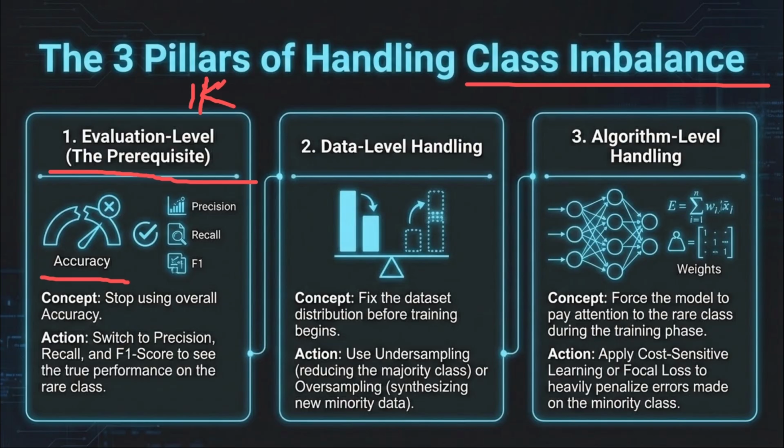Data level handling. So to fix the dataset distribution before training begins, like using undersampling, reducing the 900 examples to the level of the lower or minor number class, or increasing the minor number class to the majority class number, like increasing the 100 count to 1000 count, like how we did in the sign language interpretation example. Algorithm level handling.